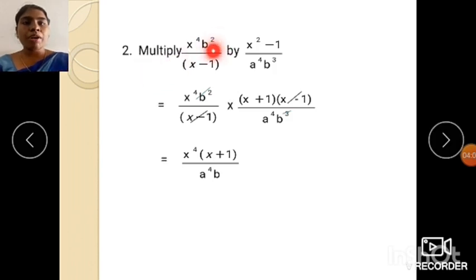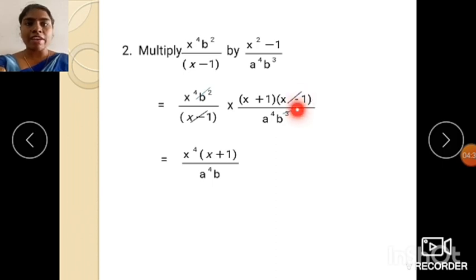Multiply x power 4 b square by x minus 1, times x square minus 1 by a power 4 b cube. So we need to multiply. First we multiply x power 4 b square into x plus 1 into x minus 1, by x minus 1 into a power 4 b cube. So now we have multiplied. Now we need to see whether we have common factors or values in the numerator and the denominator.